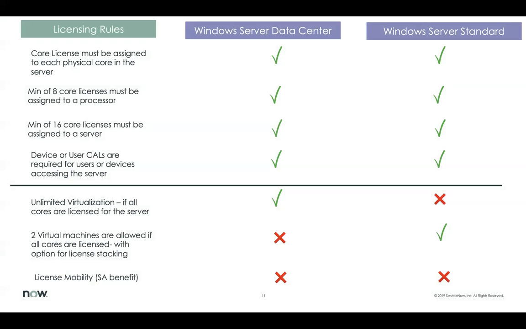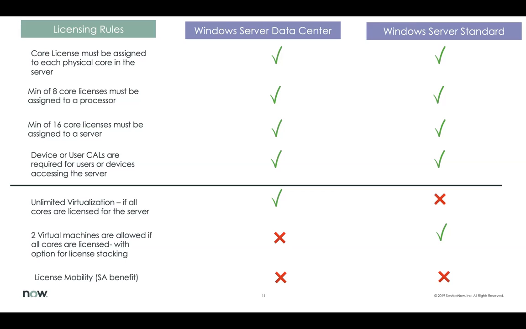Before going, let's review the basics of Windows Server licensing. The basics, as we know, are divided into two parts: one is for the physical layer and one is for the virtual layer. On the physical part, there are some rules which state that the minimum number of cores that could be assigned to a processor is 8. The minimum number of cores that can be assigned to a server is 16.